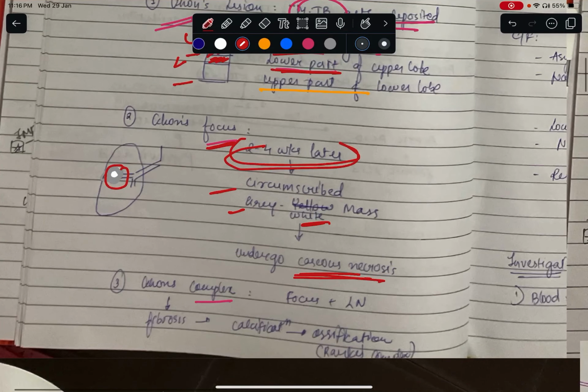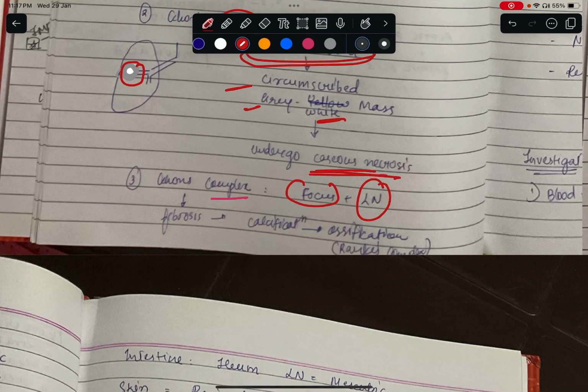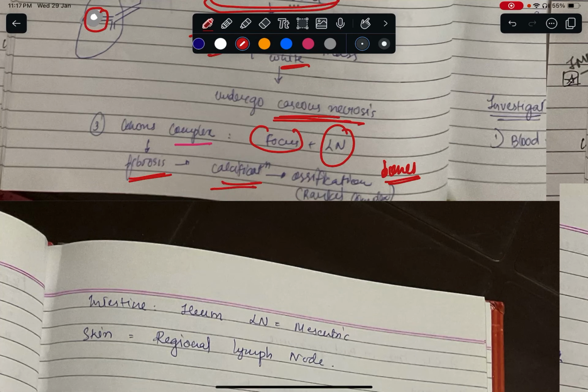First was Ghon's lesion, second is Ghon's focus, and third comes Ghon's complex. So what is a Ghon's complex? It's Ghon's focus plus lymph node involvement. Both the Ghon's focus and lymph node involvement will undergo fibrosis, which will further undergo calcification and may lead to ossification. Ossification means bone, right? If it gets ossified, it's called Ranke's complex.